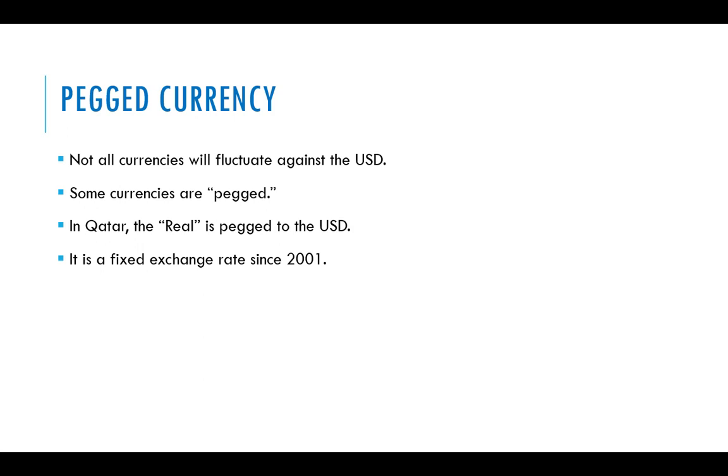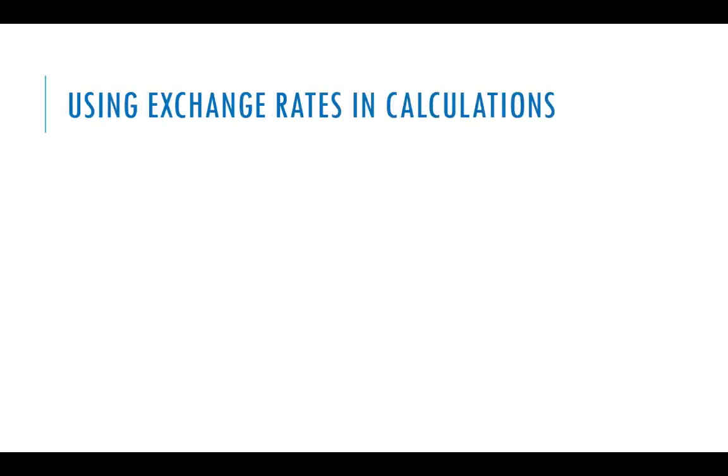In other words, the Qatari government has said, we are going to establish an exchange rate and we are going to keep it fixed. We'll learn more about how that works later. So if you were going to Qatar, 1 US dollar equals 3.64 rial. That's their exchange rate, and it doesn't change. It's going to be constant.